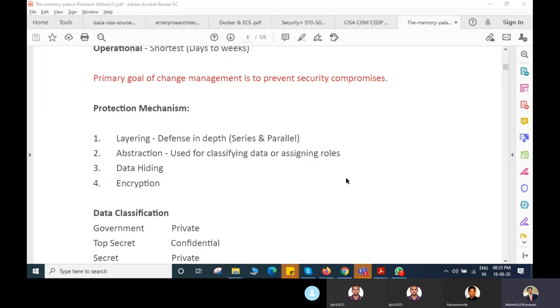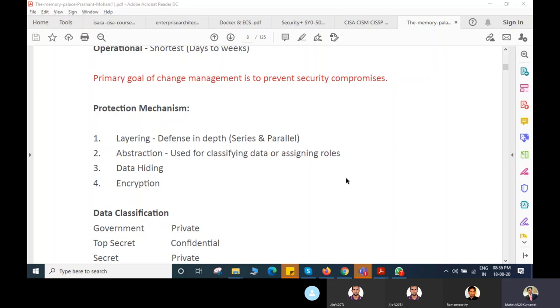Okay. Perfect. So if we're talking about security concerns, we have some protection mechanisms as well. So we have some layering, okay? Layering means defense in depth. Suppose you're talking about next generation firewalls, okay?